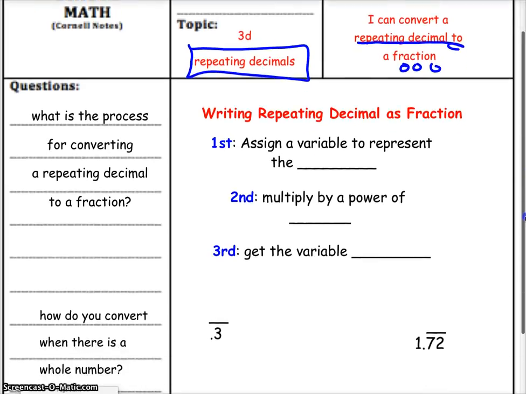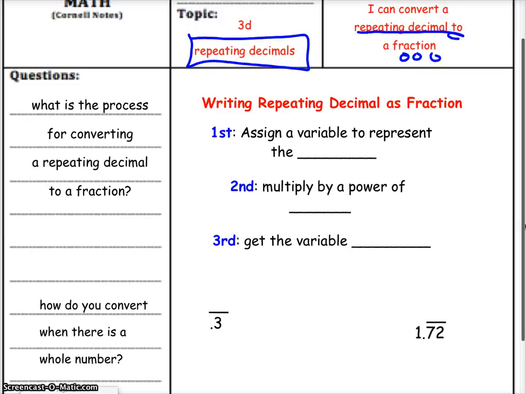So here's how. Here are the steps. The first thing you're going to do is assign a variable. I usually call it x. Assign a variable to represent the pattern. By the pattern, I mean, is it 0.2 repeat? Is it 0.3 repeat? Is it 0.14 repeat? The pattern is what keeps repeating.